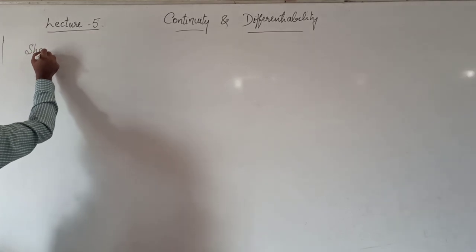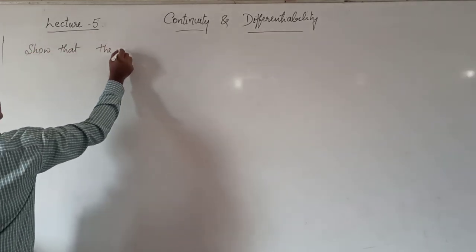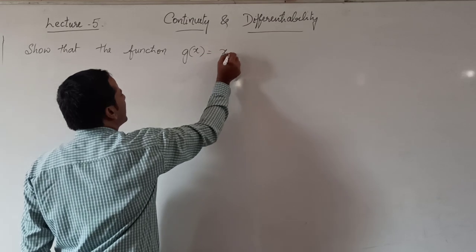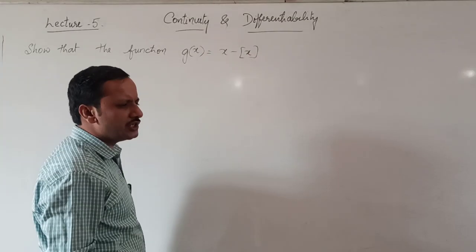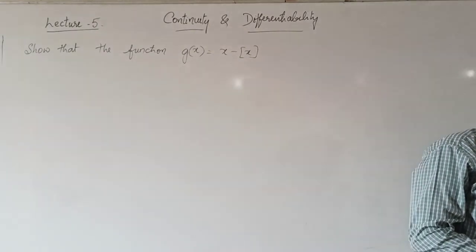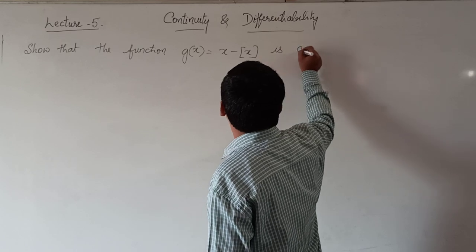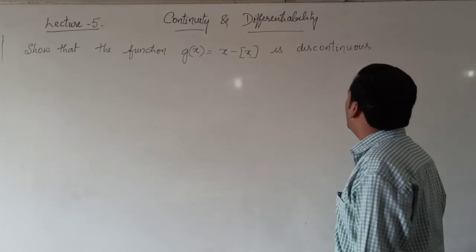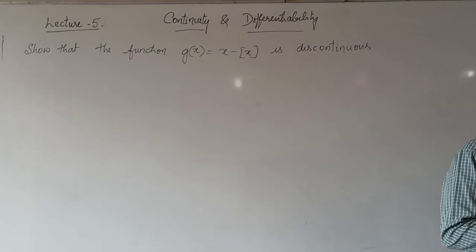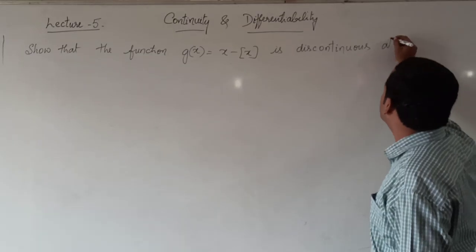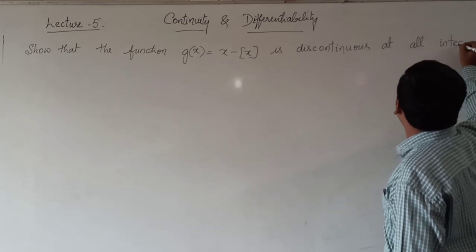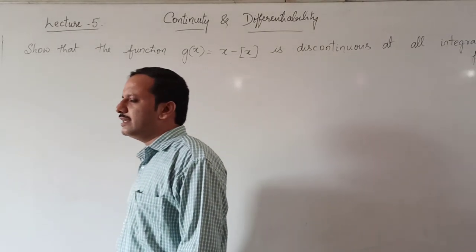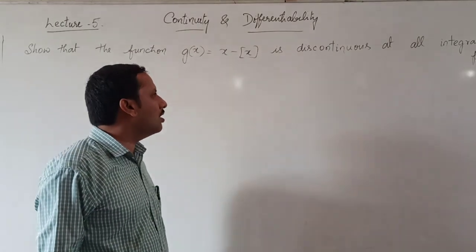Show that the function g of x is equal to x minus [x] is discontinuous at all integral points. Integral points means integers. We have to show that this function is discontinuous at all integers.